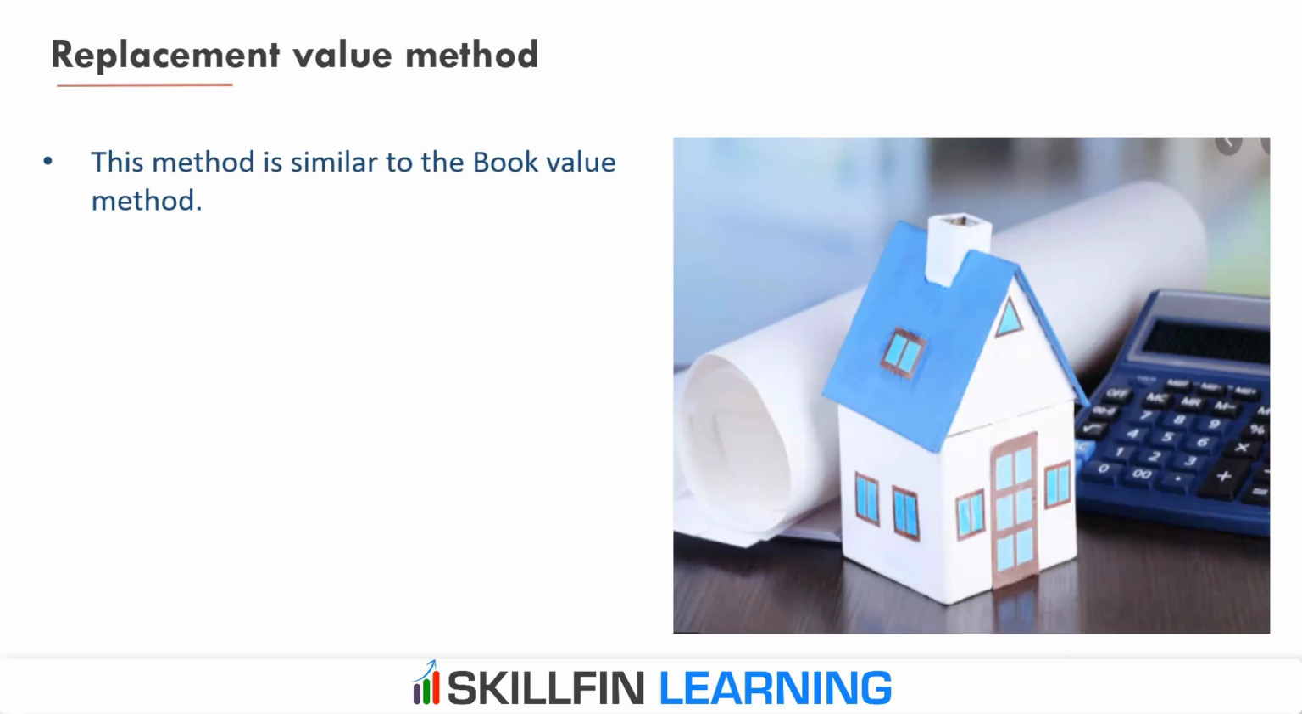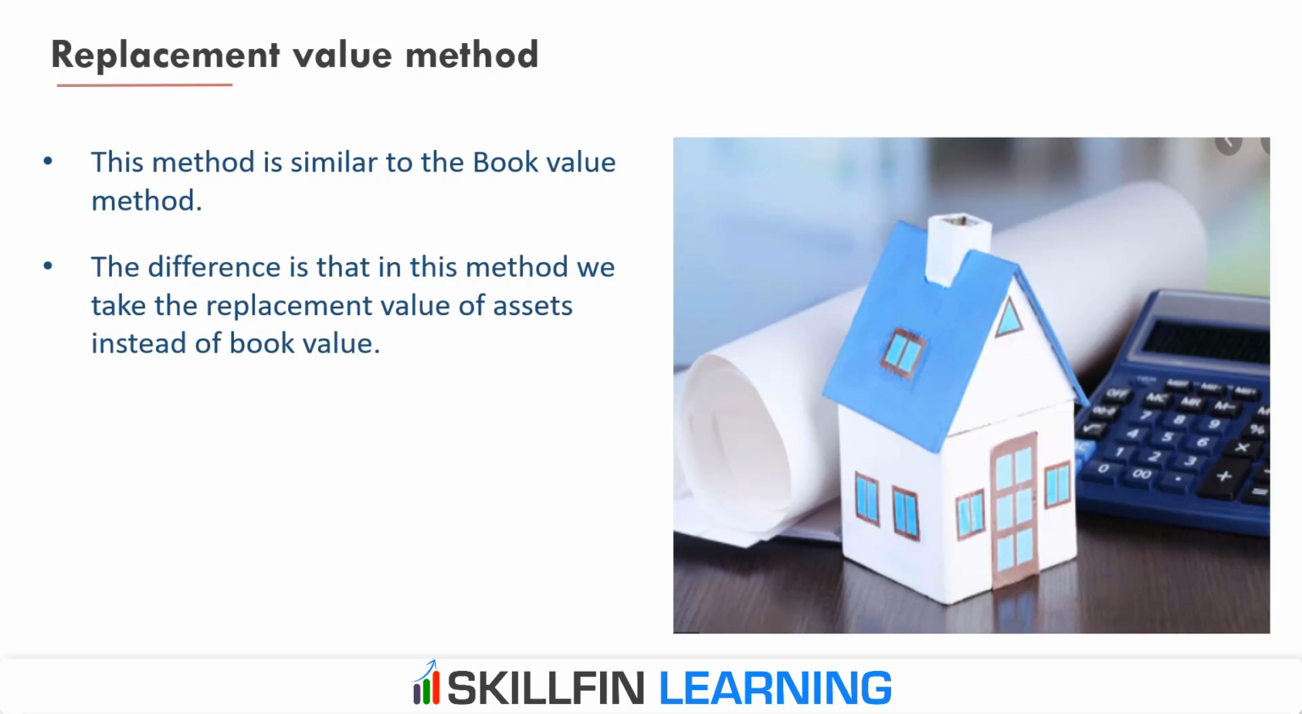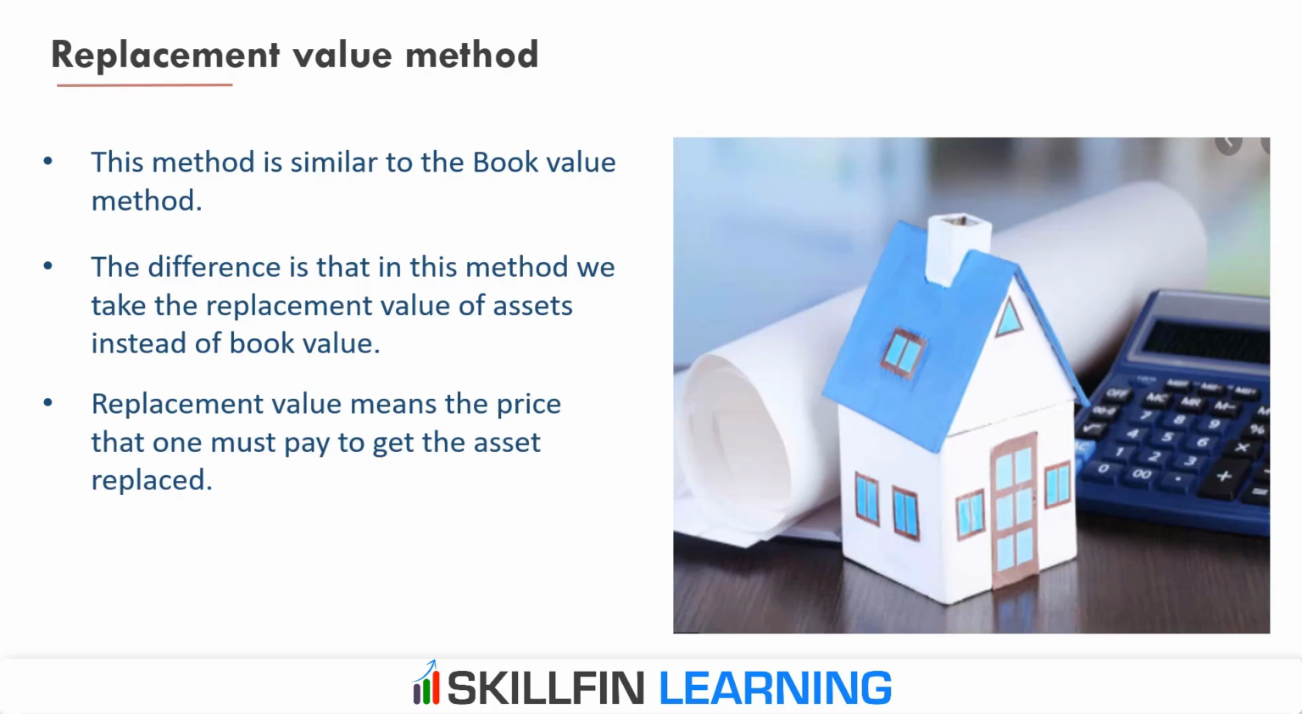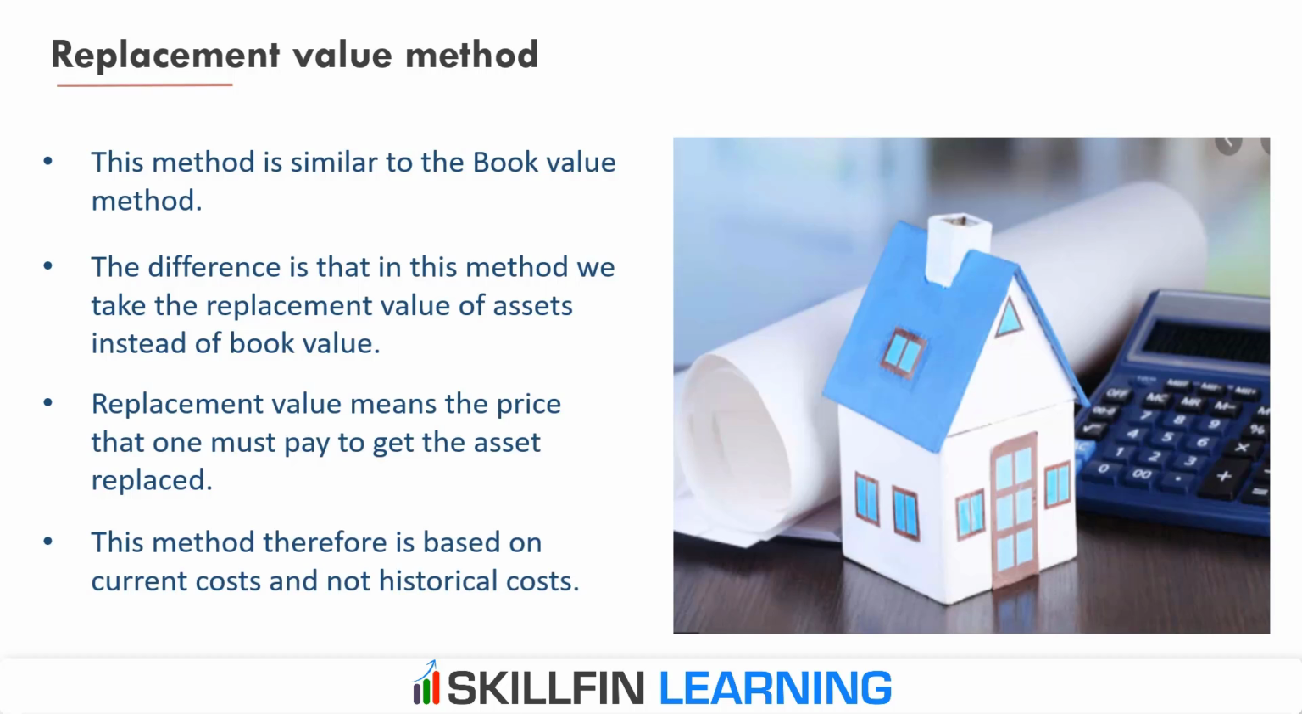Replacement value method. This method is similar to the book value method. The difference is that in the book value method, we take the historical cost or reported cost of the assets and liabilities, whereas in the replacement value method, we take the replacement value of assets instead of the book value. Replacement value means the price that one has to pay to get the assets replaced. This method is therefore based on the current cost of assets and not the historical cost.